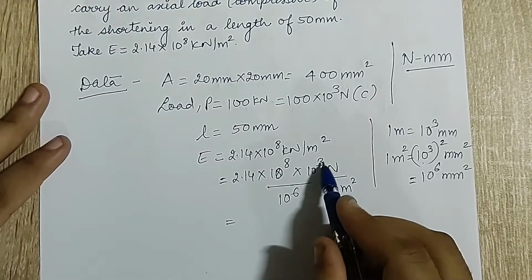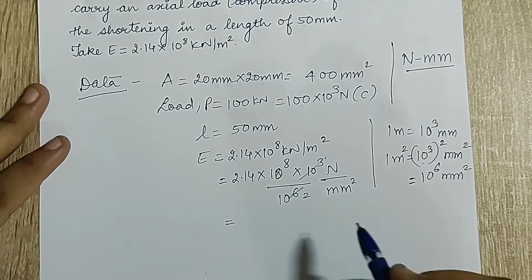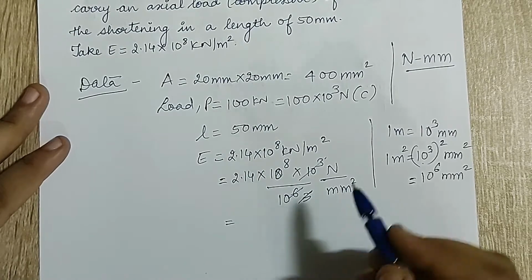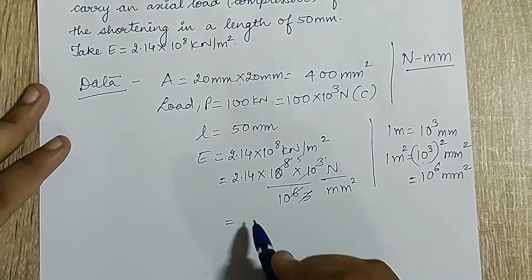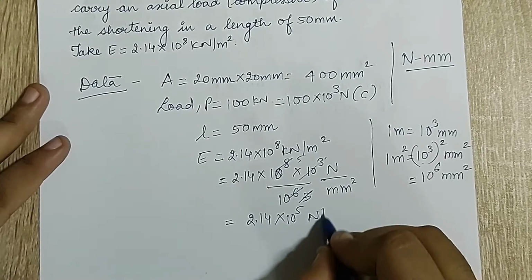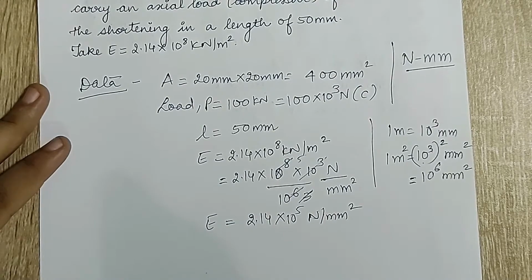When you cancel out 10 raised to 3 with 10 raised to 6, 3 remains. When you cut off this 3 power over here, 5 remains. So it is 2.14 into 10 raised to 5 Newton per mm square. This is the value of E given to me.